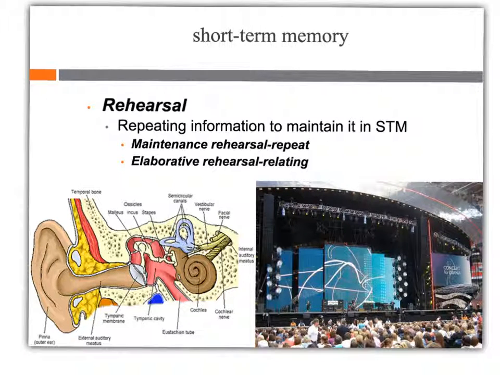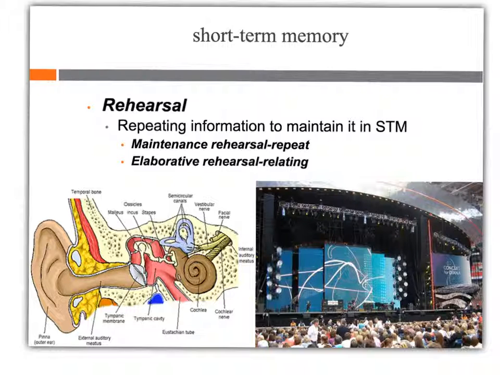As discussed on the previous slide, an effective way to move things from short-term memory to long-term memory is known as rehearsal. And this is simply repeating information to maintain it in your short-term memory. There are two different types of rehearsal. The first is maintenance rehearsal, and this is simply repeating information over and over again, holding it in your short-term memory, and maybe even moving it into your long-term memory. However, it's not all that effective because you're not learning it in a meaningful way.